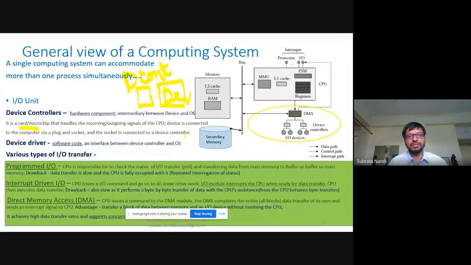But this device controller also is not directly communicating with the operating system, because the computing system is controlled by the operating system. So the OS is not directly communicating with the device controller. Rather, it has some intermediate software which assists in such communication, and that is called the device driver.